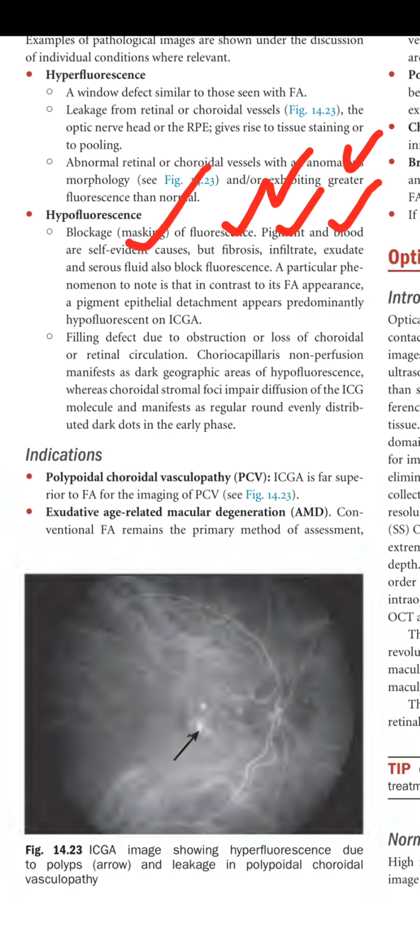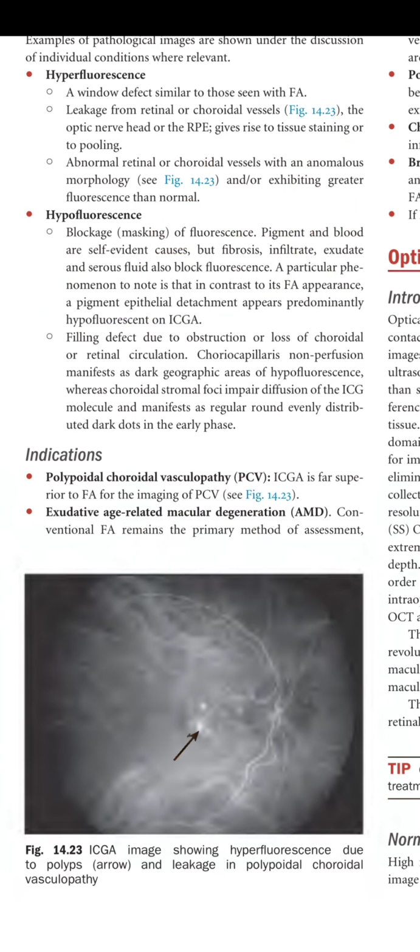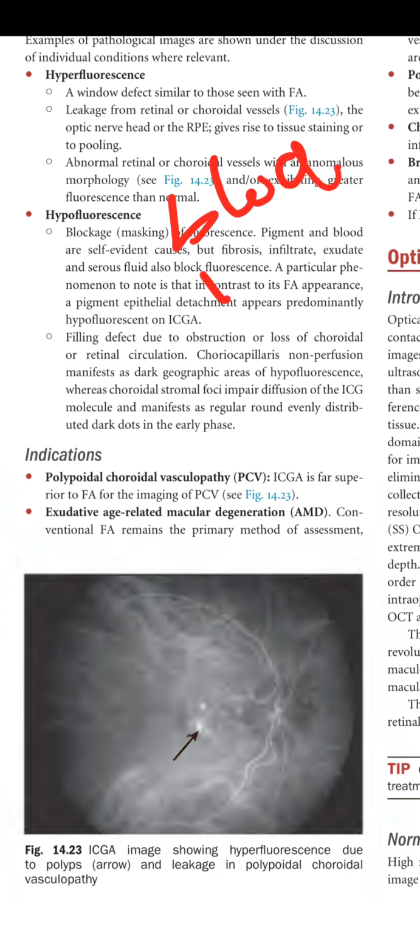A particular phenomenon to note is that, in contrast to its FA appearance, a pigment epithelial detachment appears predominantly hypofluorescent on ICGA. So PED appears hypofluorescent on ICGA, whereas in fluorescein angiography, it appears hyperfluorescent. Filling defect is due to obstruction or loss of choroidal or retinal circulation. So whenever there is a blockage of circulation, like in the case of capillary dropout, it can cause a filling defect and also cause hypofluorescence.